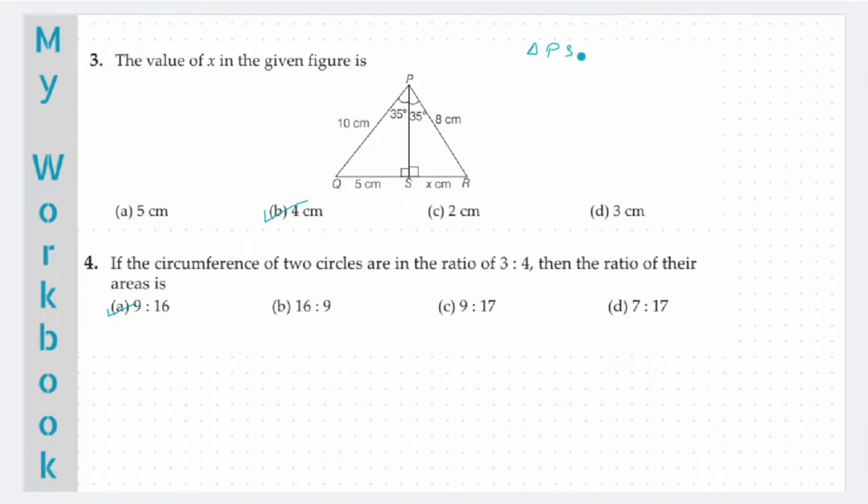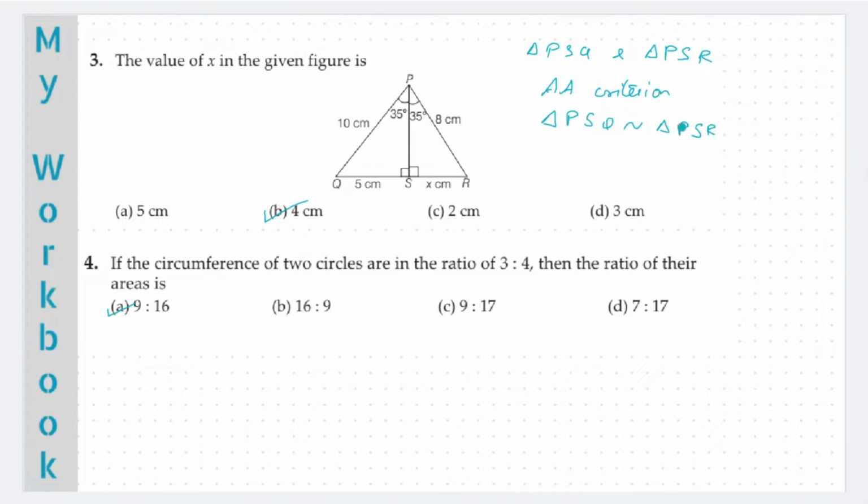Triangle PSQ and triangle PSR. It's given that these two angles are equal and this angle is also 90 degrees each. So when two angles are equal, then by AA criterion, the two triangles are similar. By AA criterion, angle criterion, triangle PSQ is similar to triangle PSR.